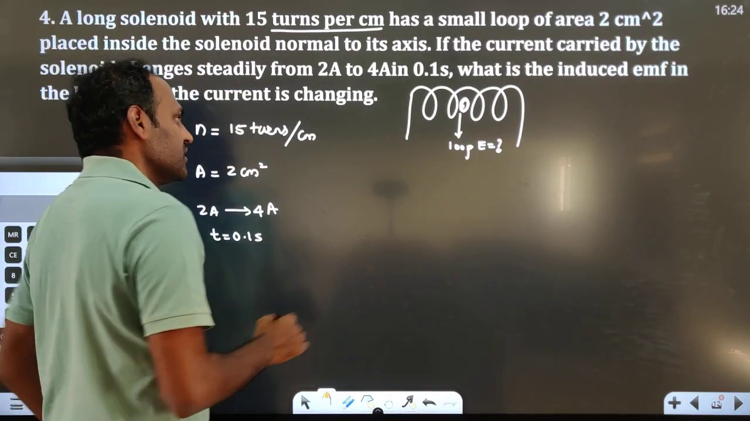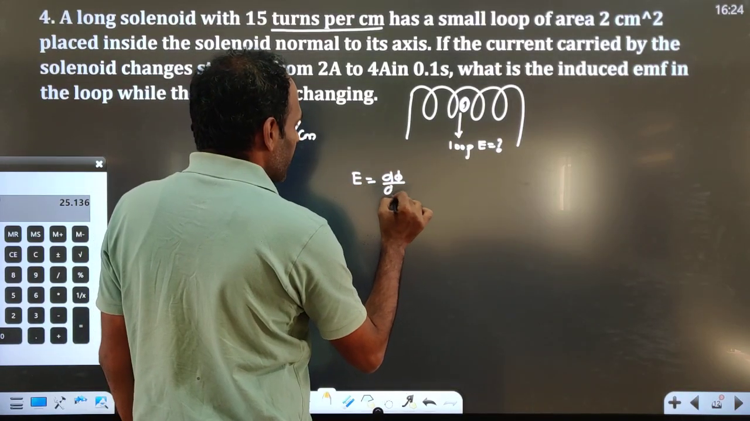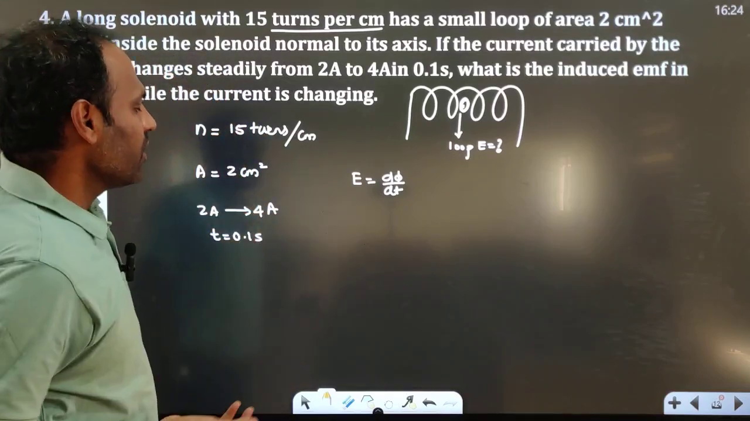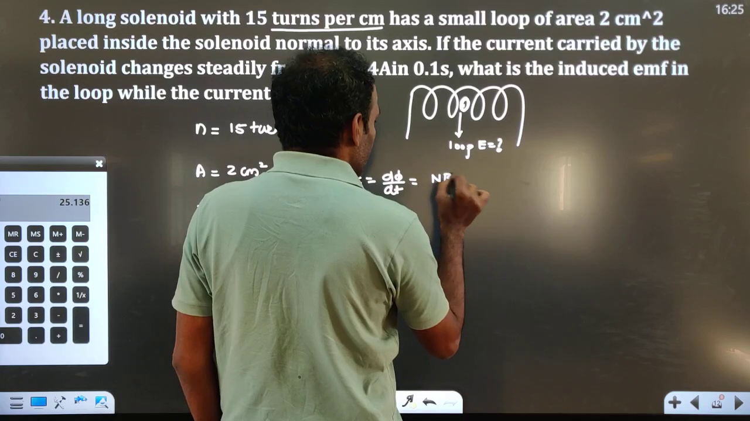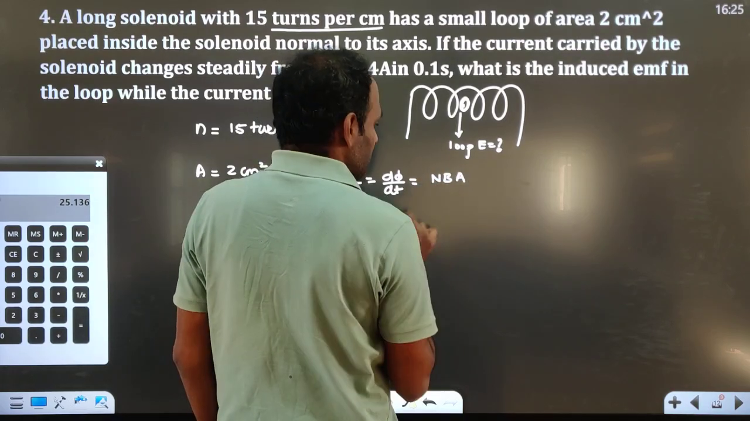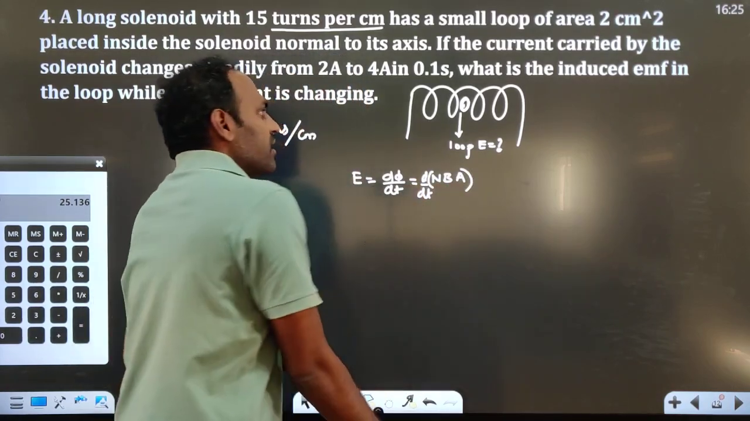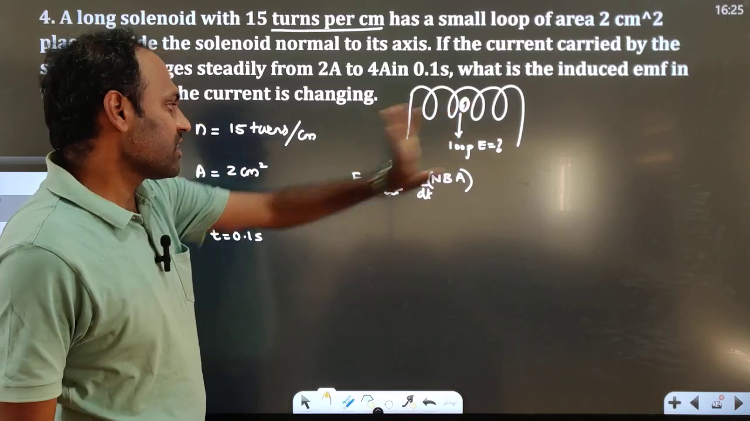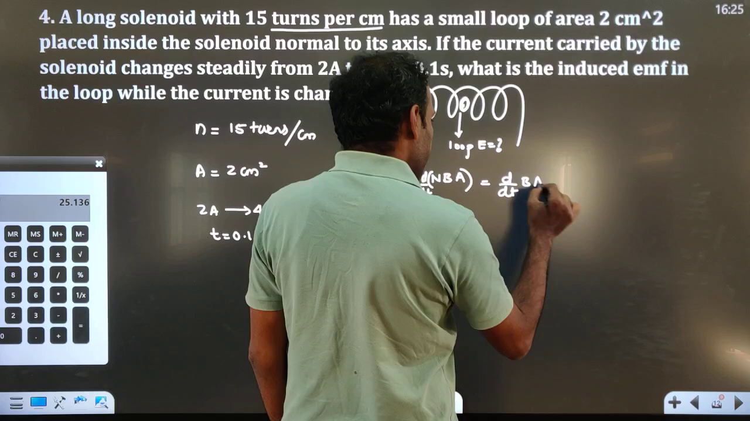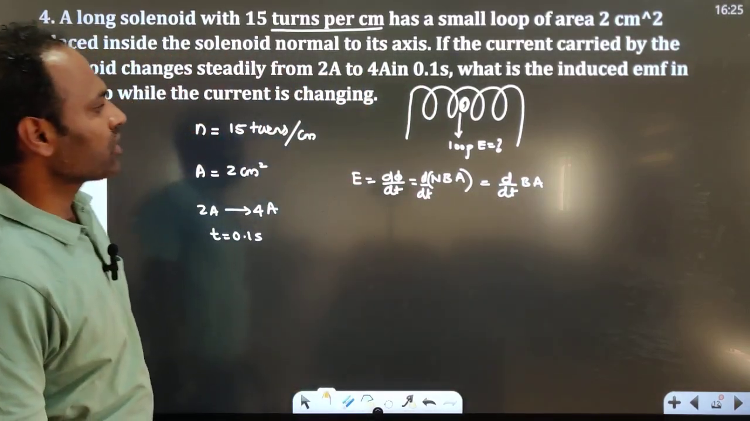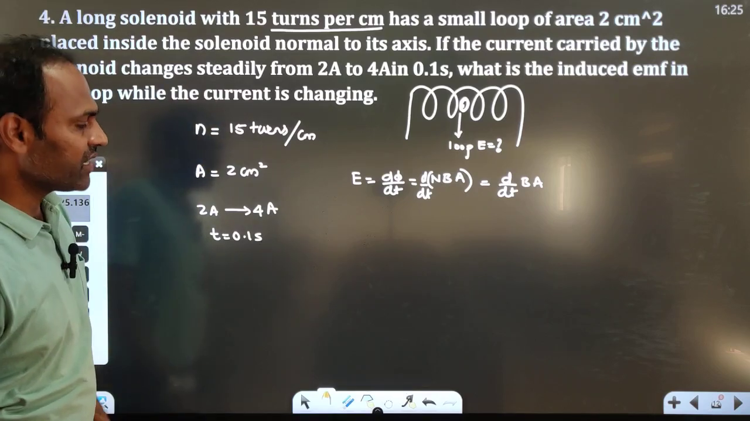So EMF induced is given by, we know very well, E is equal to d phi by dt. Phi means it is NBA cos theta, and here theta is 0. So d by dt of NBA. Here the number of turns in this loop is not given, so we have to take it as 1. So here it is d by dt of B into A. Now what is changing here? Current is changing.